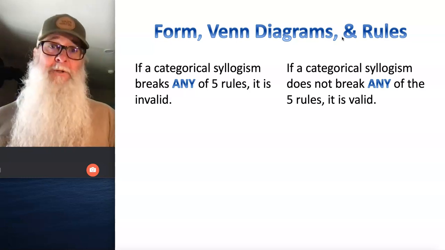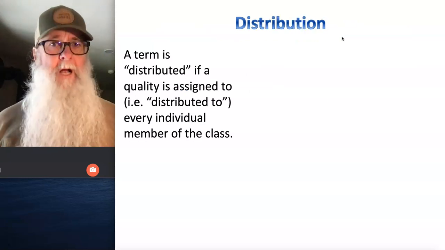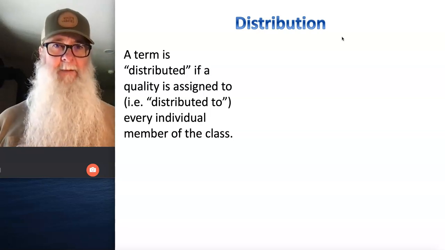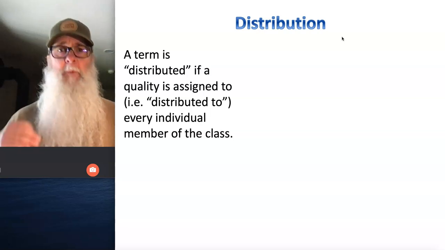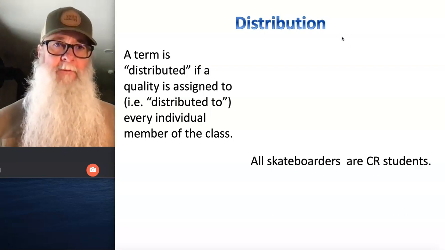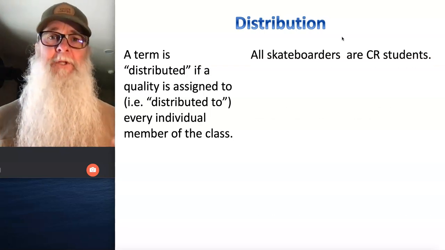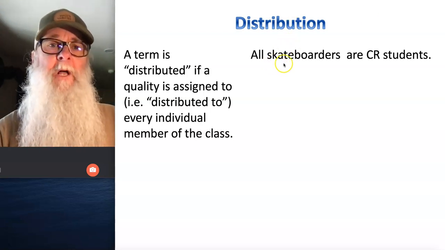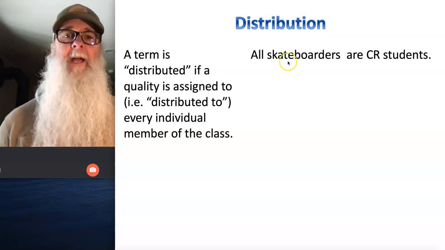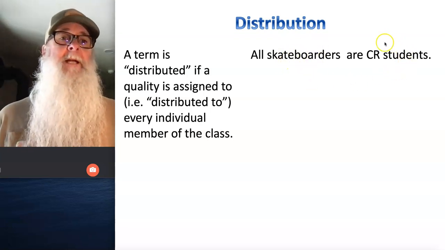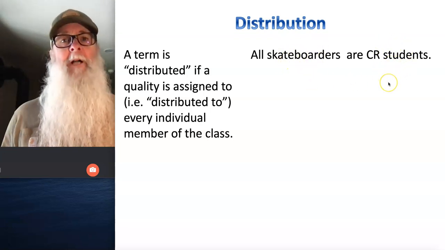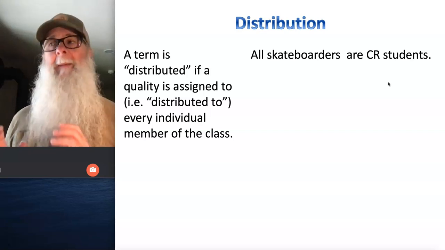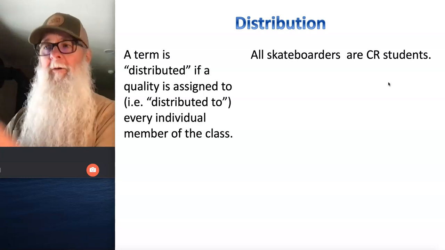Now, the first 2 rules deal with the concept of distribution. So our goal here now is to get really clear about what exactly distribution is. Our arguments involve standard form categorical statements that have 2 terms, a subject term and a predicate term. So for example, in this statement here, all skateboarders are CR students, we have skateboarders as our subject term and CR students as our predicate term. A term is distributed if the statement asserts something about every single member of that term.